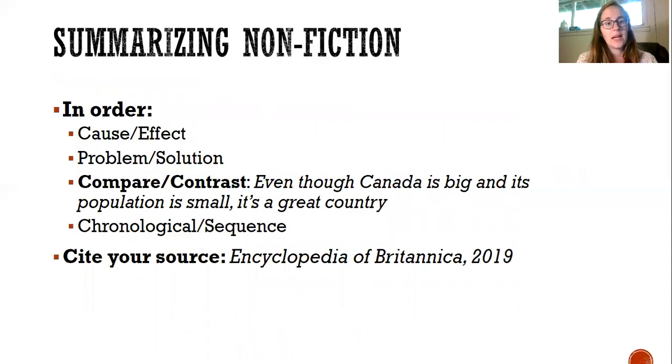All right, so is this telling a cause and effect, a problem and a solution, compare, contrast, or is it chronological? And I'm going to say it's sort of contrasting. It's saying even though Canada is big and its population is small, it's still a great country. And then I'm going to cite my source, which is the Encyclopedia Britannica 2019.